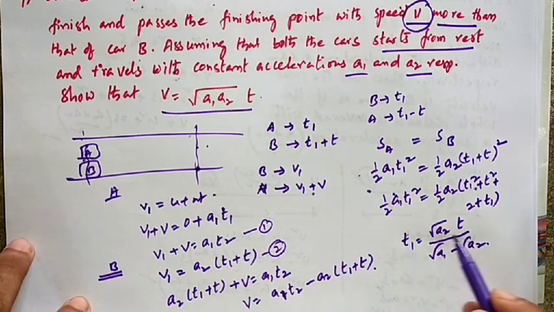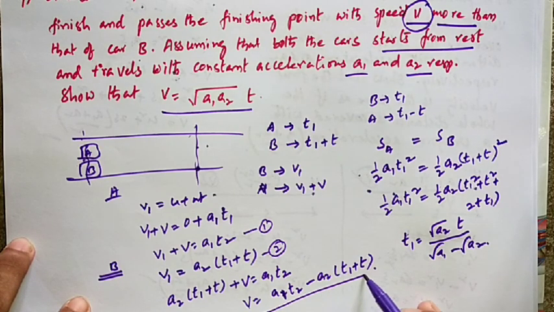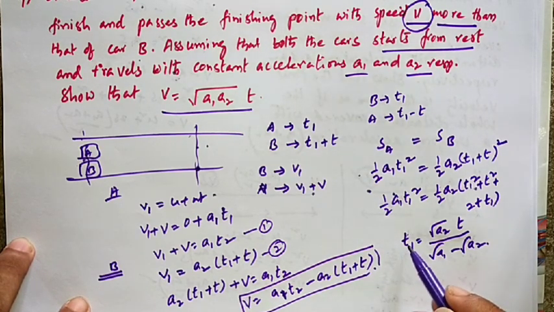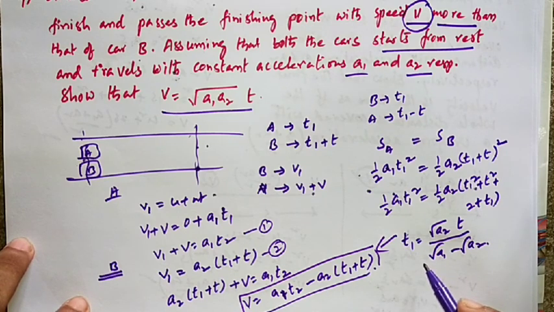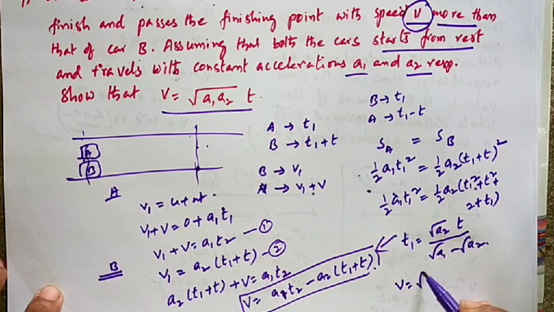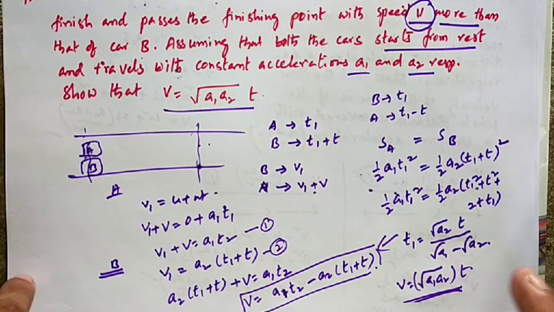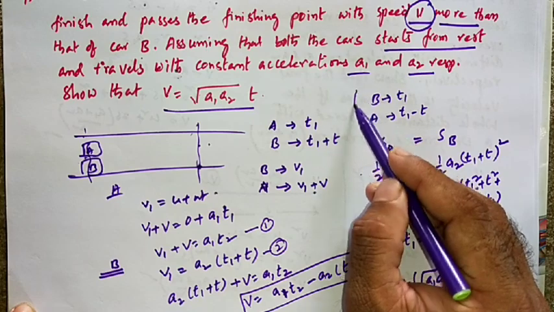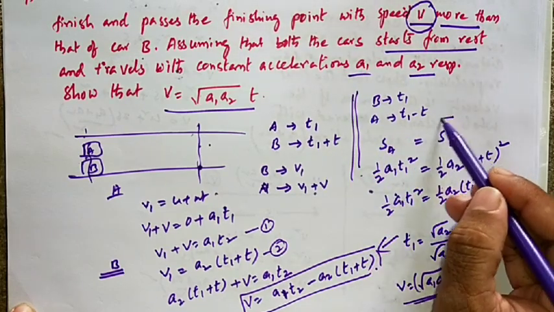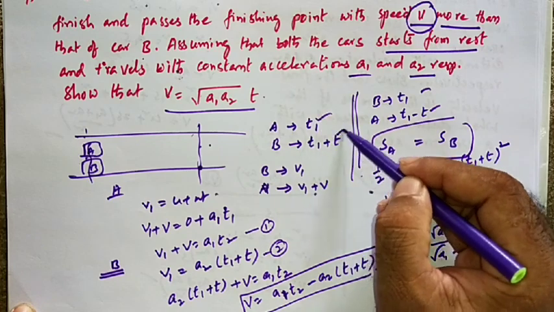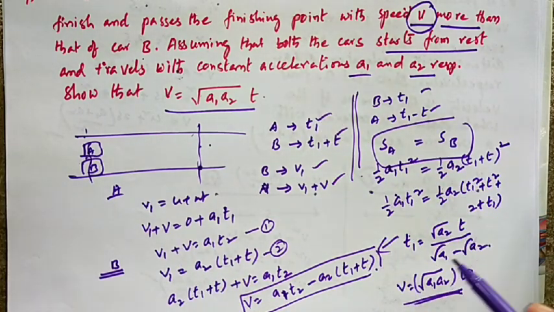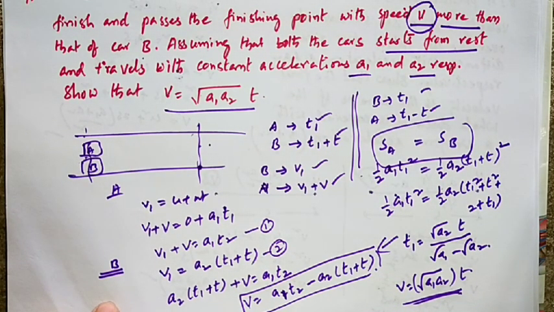Right? Now substituting this T1 value in the above equation, in this equation, if you substitute the T1 value, then you will get the result as root of A1 A2 into T. I am not simplifying this much more. Simplification I am giving to you. I have just given you the idea of how to take these first. This condition is important and taking these quantities is important. Then it is only simple mathematics. Clear? Yeah.